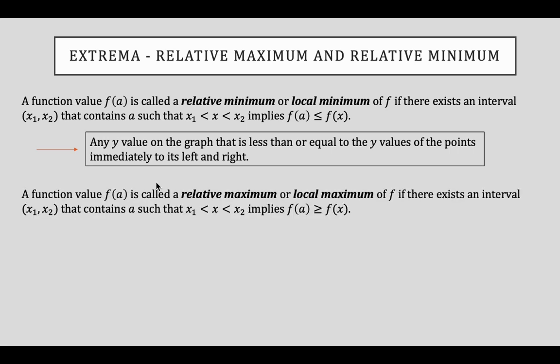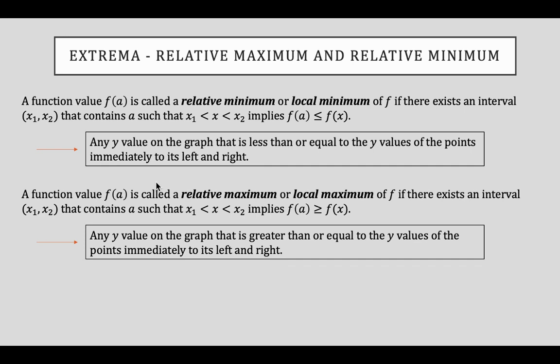A function value, f of a, again talking about y values, is called a relative maximum or local maximum of f if there exists an interval x1, x2 that contains a such that x1 is less than x is less than x2, implies f of a is greater than or equal to f of x. Well, what does this actually mean? Any y value on the graph that is greater than or equal to the y values of the points immediately to its left and its right. That is going to be a relative maximum or local maximum point.